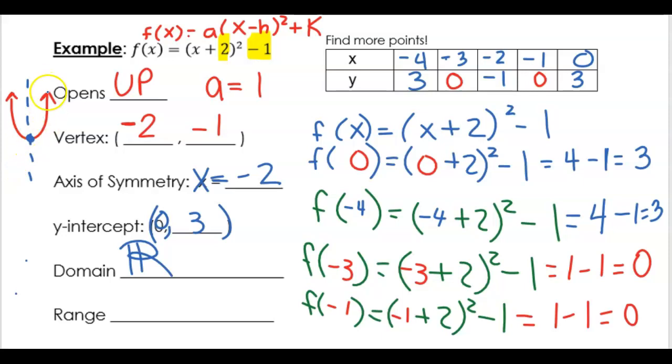So it goes here and it goes up, right? Range is how far down, how far up? Does it keep going down forever and ever and ever, or does it have a bottom point? Where is the bottom point? What is the y value of the bottom point? So it's going to be greater than or equal to -1.